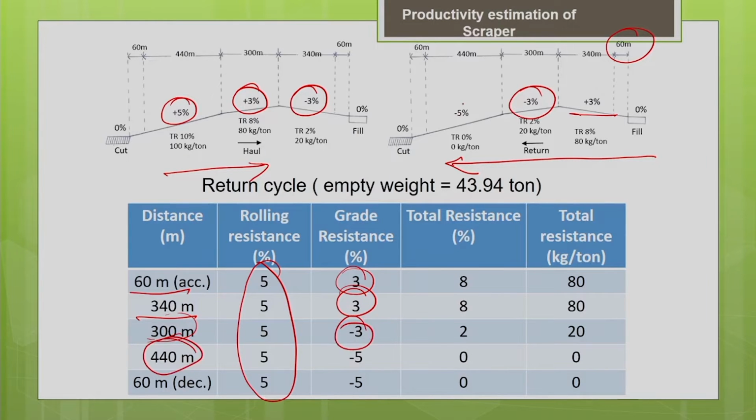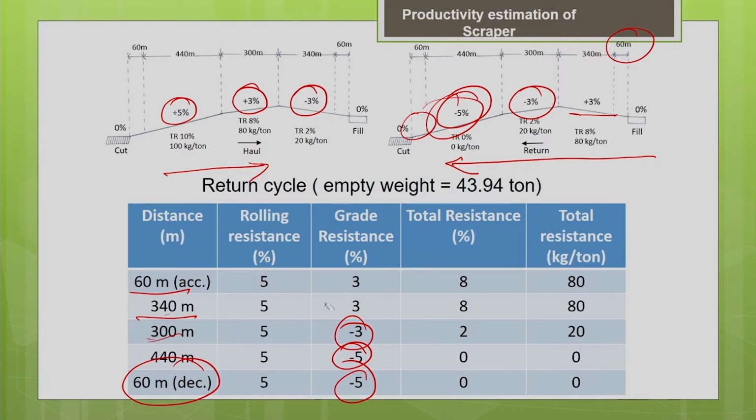For the 440 meter, it is again down the slope, so it is minus 5%. The last 60 meter, it is your time, the distance where you reduce your speed, it is again minus 5%. Now add both rolling and grade resistance, so that you can get your total resistance percentage.